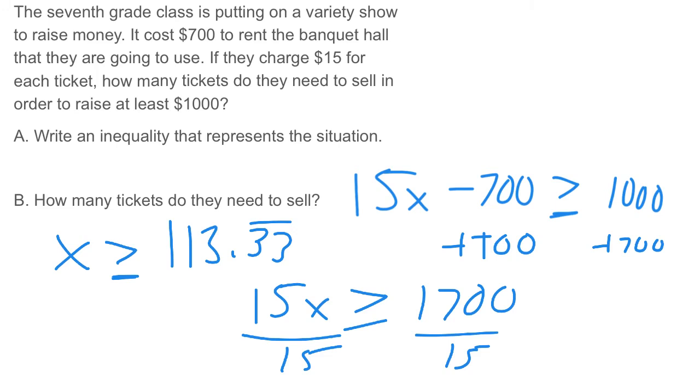So, how many tickets do they need to sell? Well, the minimum amount of tickets they need to sell is not 113.33, but rather 114 tickets, because you can't sell a third of a ticket, so this is where it gets a little tricky. They need to sell 114 tickets because that'll push them over the top into that $1,000 range.